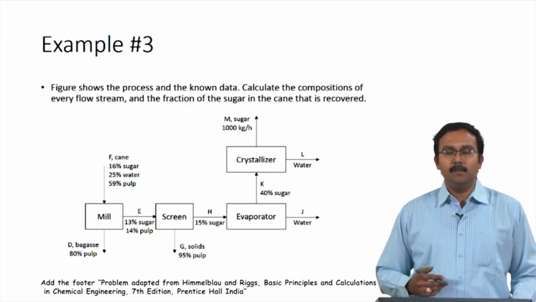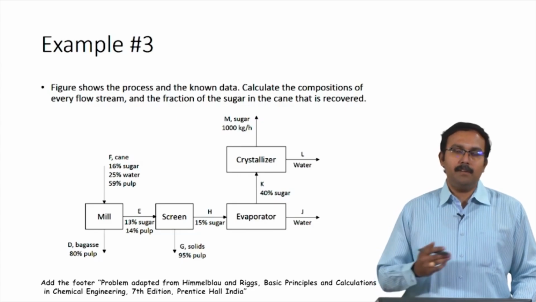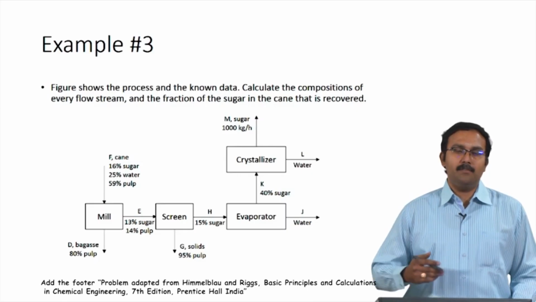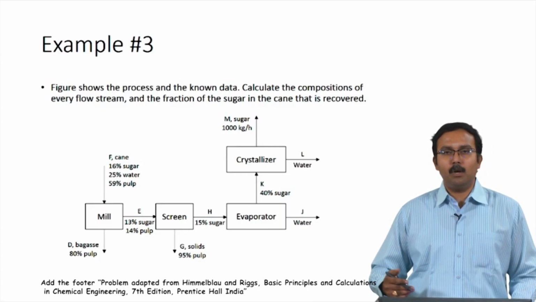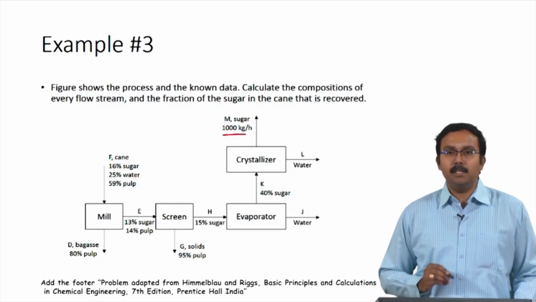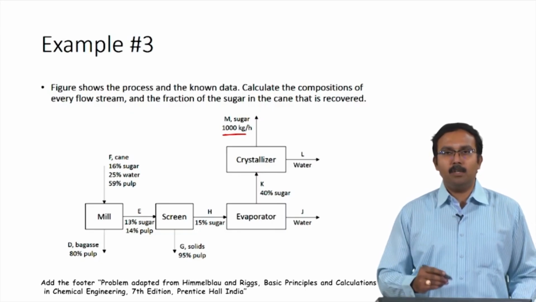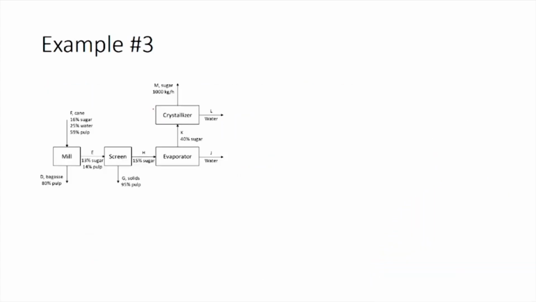So instead we can start with single systems. So where do we start? In the previous example we started with the input stream because we had information about the feed which was entering. However, here we have information about the product which is being produced. It has been told that we are producing 1000 kilograms per hour of sugar. So because we have information about the product stream, we can start from the last unit. So we will start with the crystallizer as the system of interest to start the calculations.